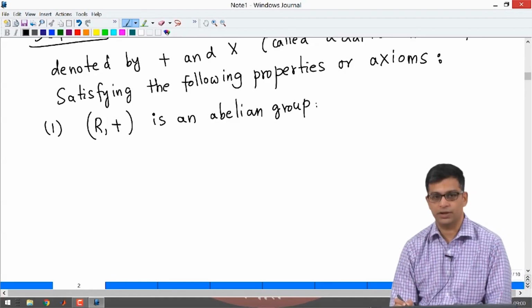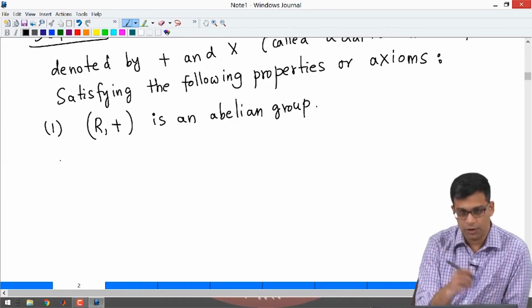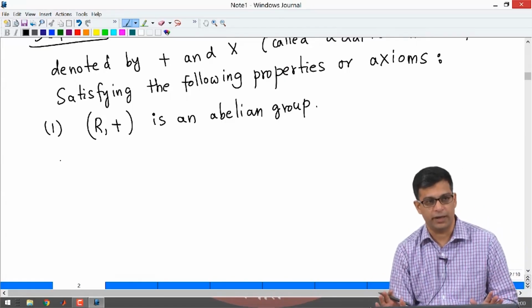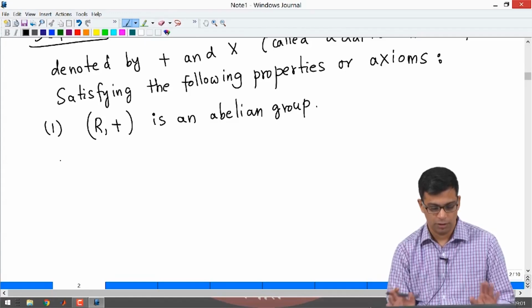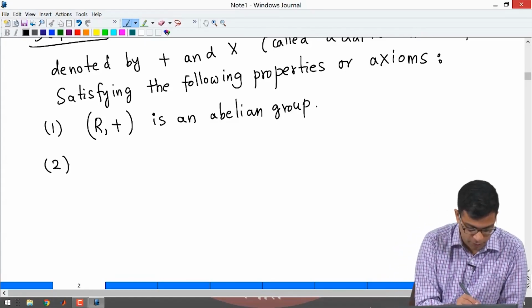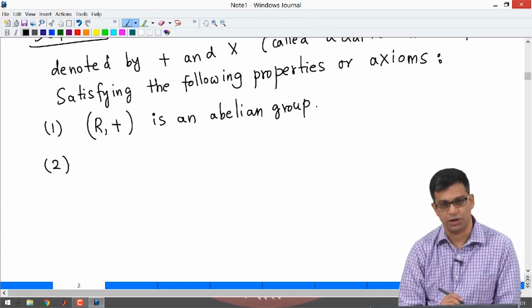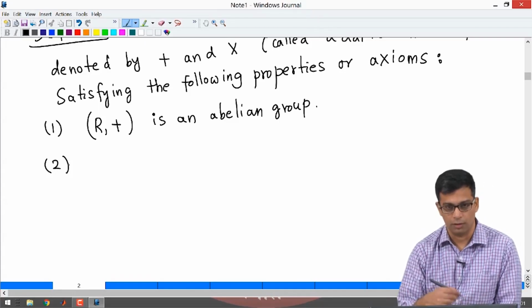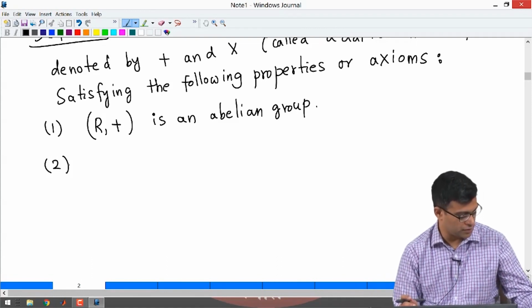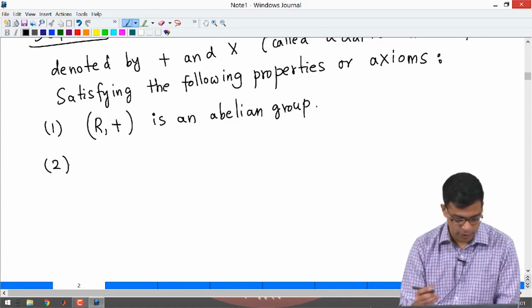So, R with addition is an abelian group. This I have mentioned before. If you just forget about multiplication and only look at addition, then it is just our familiar abelian group. So, with addition it must be an abelian group. With multiplication, R need not be a group, as we discussed, but it must still satisfy some conditions. What are they?